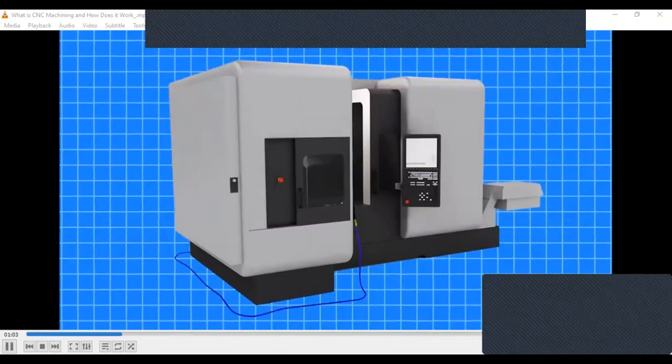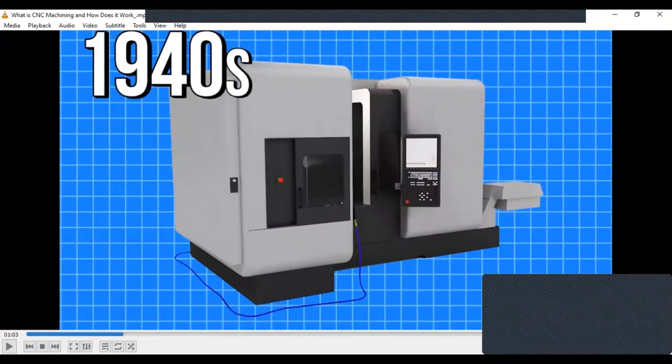Was that clear? That CNC comes under the subtractive manufacturing domain, isn't it?